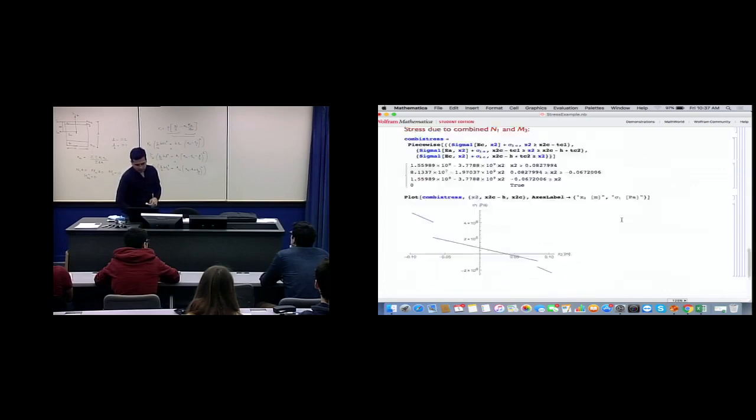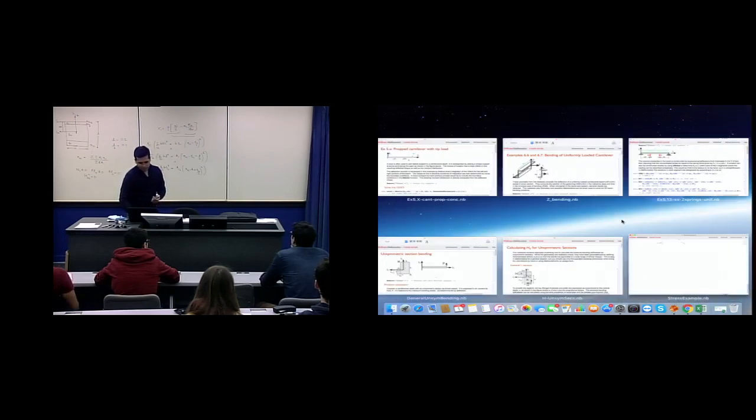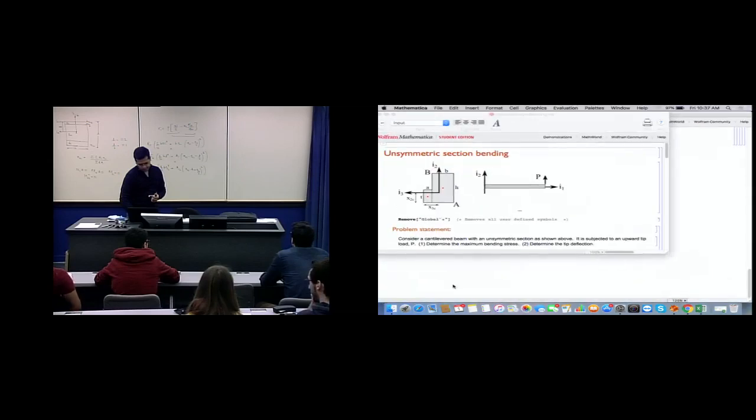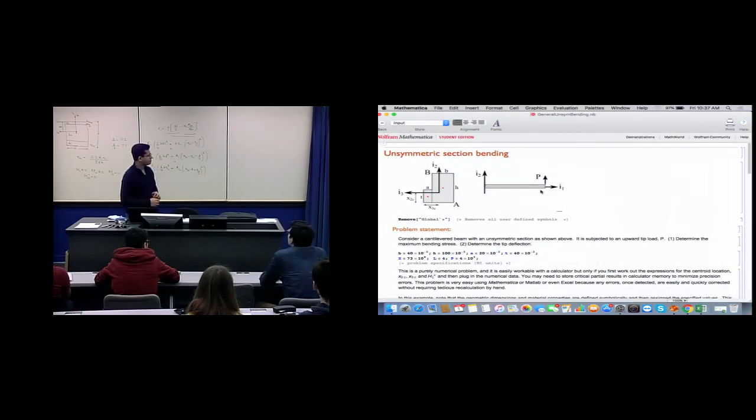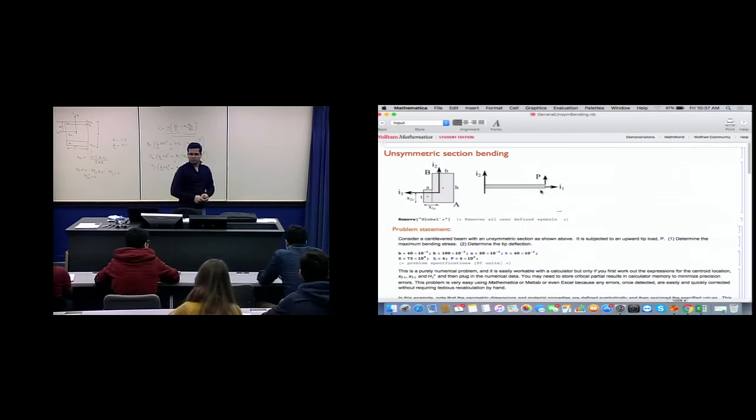Okay, so let's move on to another problem. Let's look at this section. This section is now not symmetric. So what should be the value of H23? 0, non-zero? Non-zero. Okay.